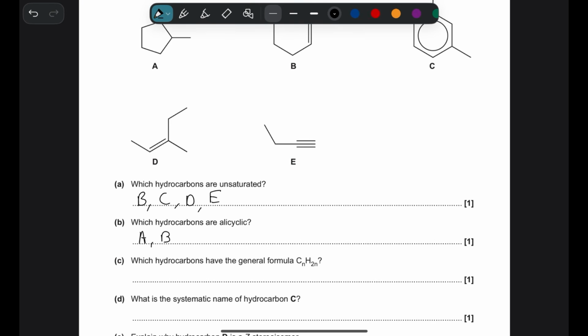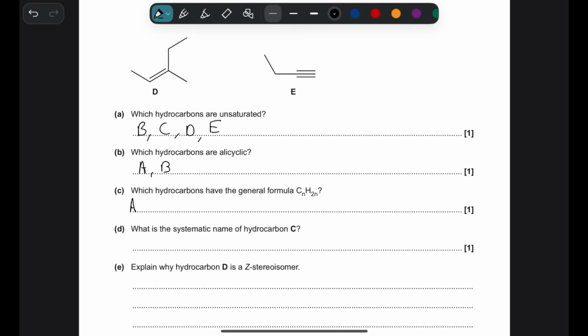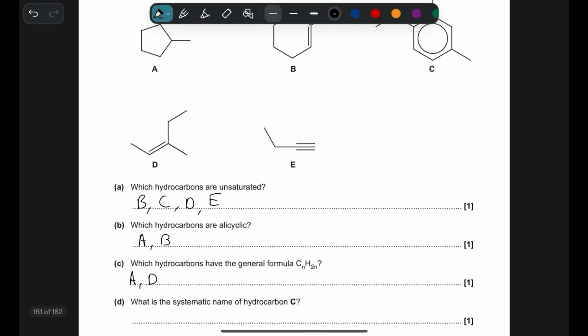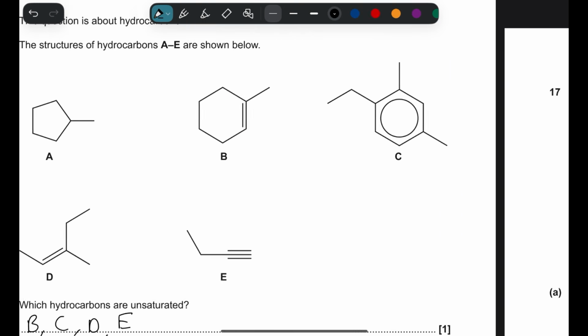Which hydrocarbons have a general formula CnH2n? We're thinking alkenes and cyclic compounds both. So A and D, alkenes and cyclic compounds of CnH2n. Systematic name for hydrocarbon C, so let's look at it.